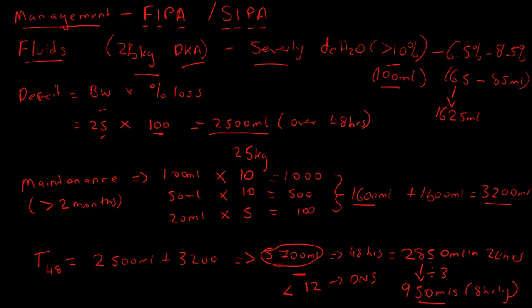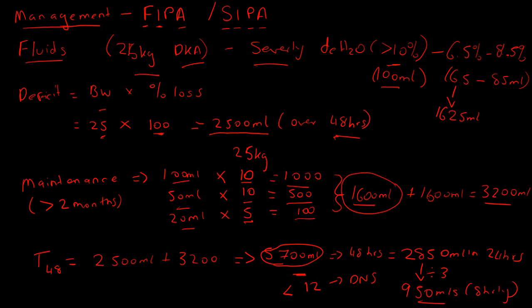But of course, this deficit must be corrected over 48 hours and not 24 hours, to prevent overhydration. So we also want to calculate the maintenance that we're going to be giving in the first 24 hours and in the next 24 hours. The Holliday-Segar formula: 100 mils for the first 10 kg, 50 mils for the next 10 kg, and 20 mils for the remainder. This gives you 1,000, 500, and 100. So in 24 hours, this person must receive a maintenance of 1,600 mils.